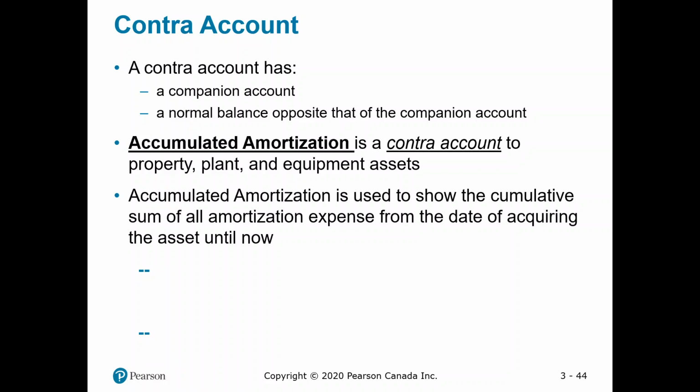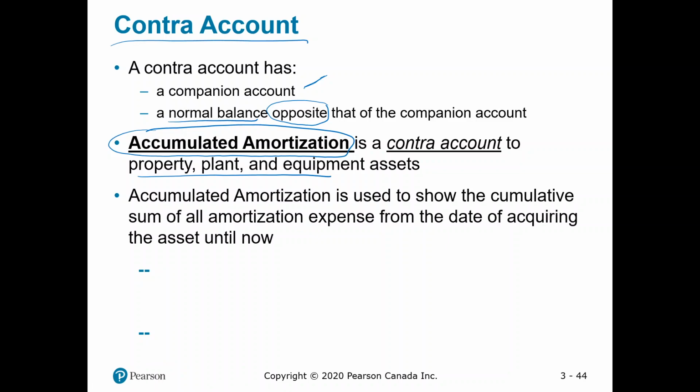So we're going to have this new account that we're using in our amortization entries called accumulated amortization. And this is what's called a contra account. So contra accounts are a companion account, so they're linked directly to another account. And they have a normal balance that is opposite that of the companion account. So as I said, we will use accumulated amortization, and it is a contra account to our PP&E assets.